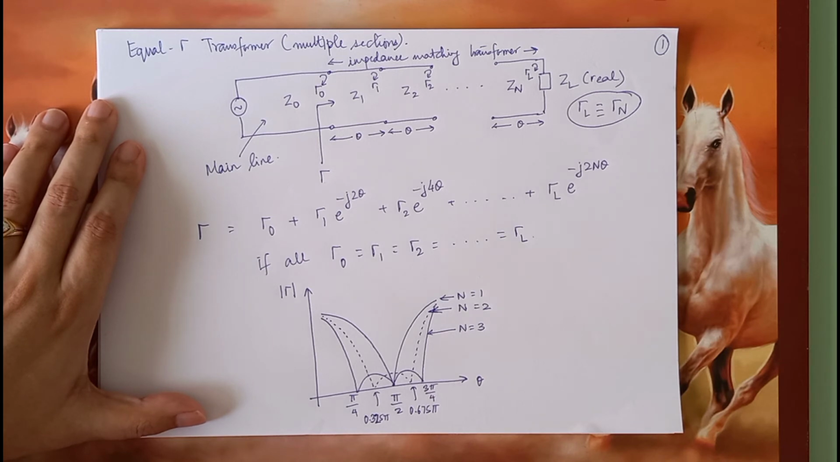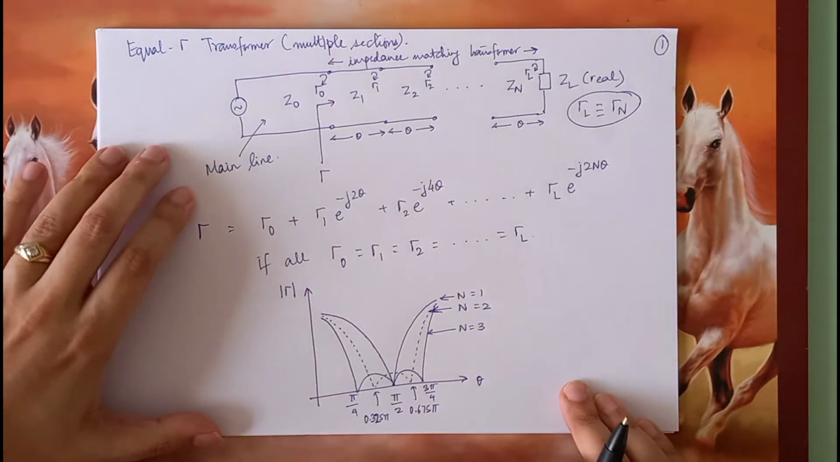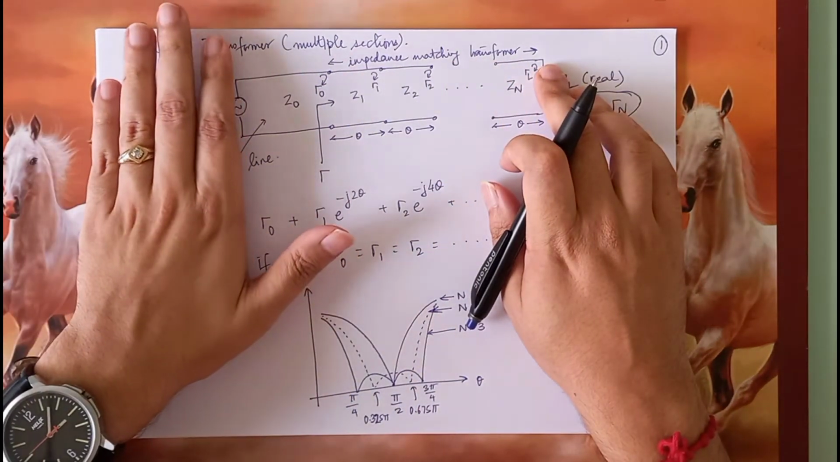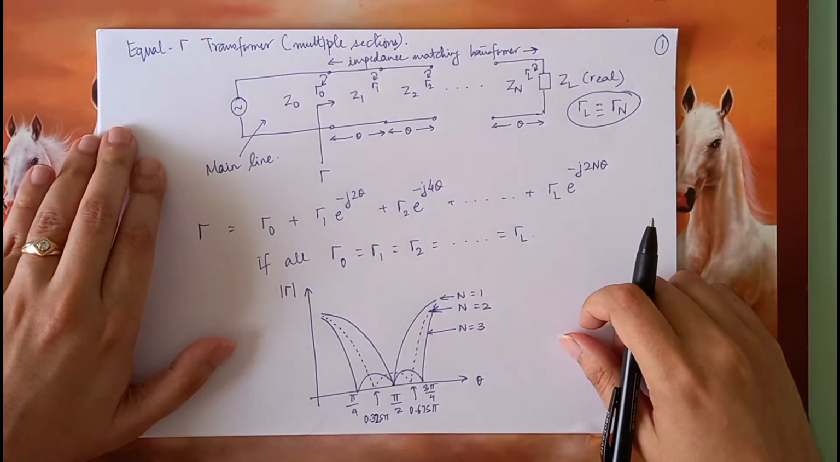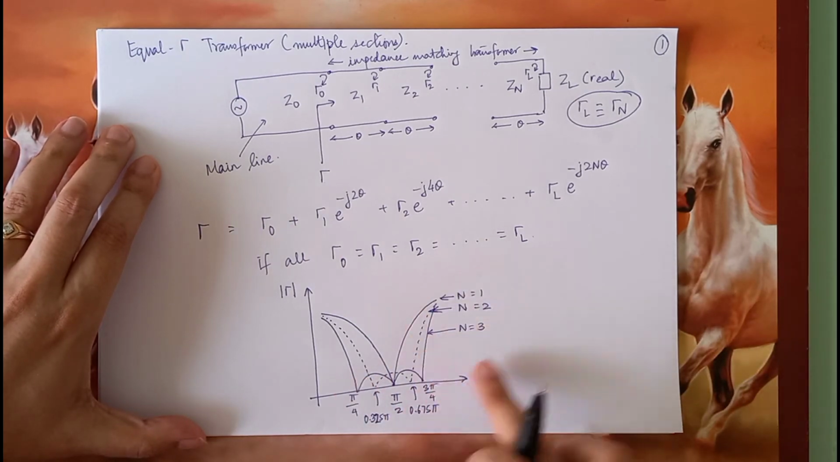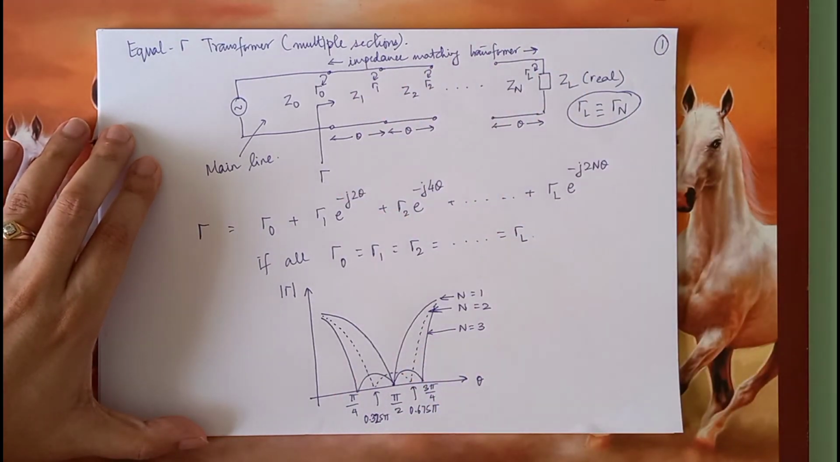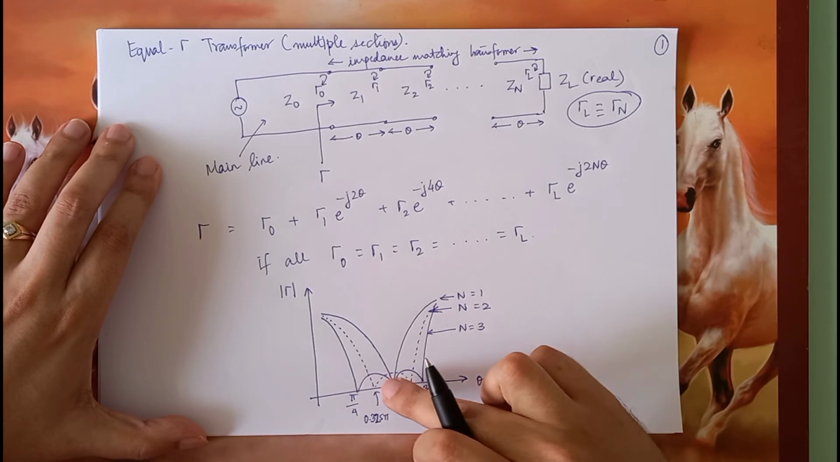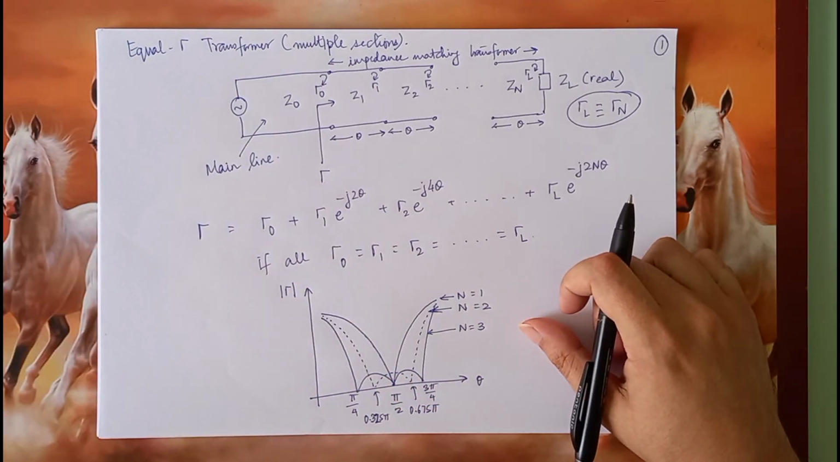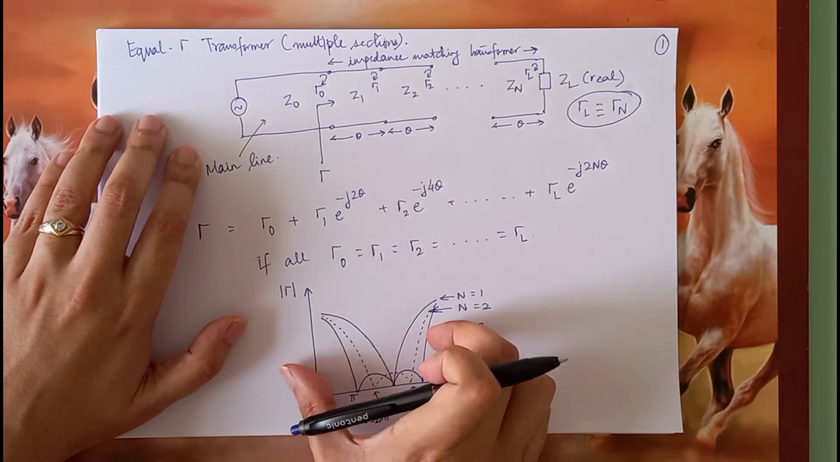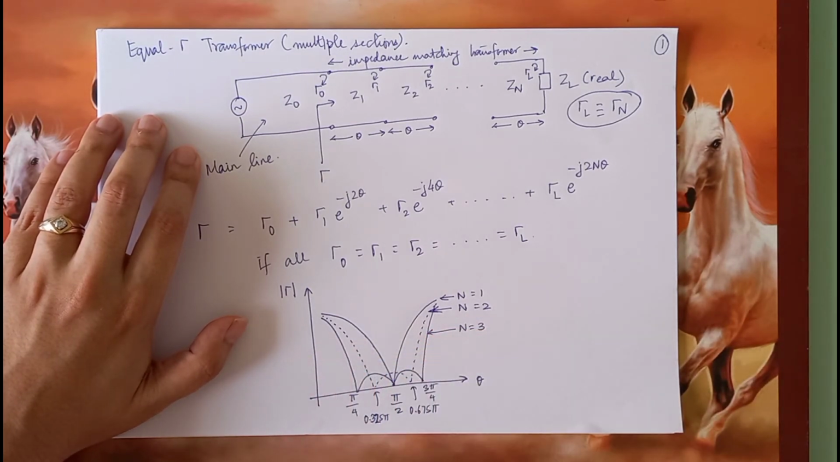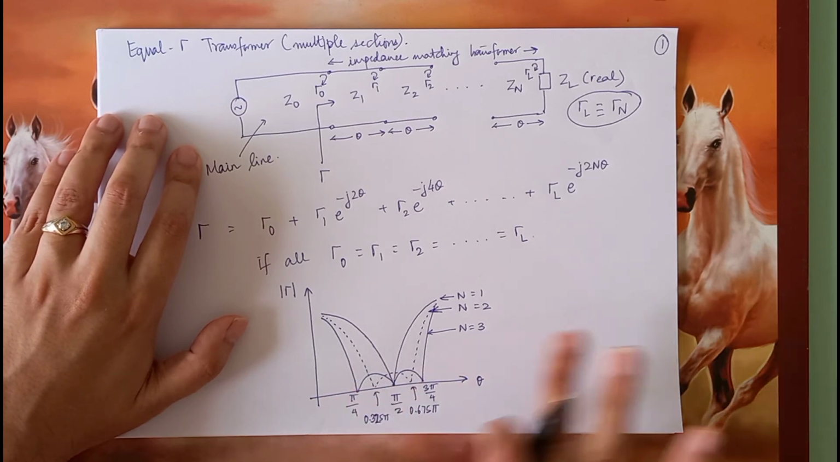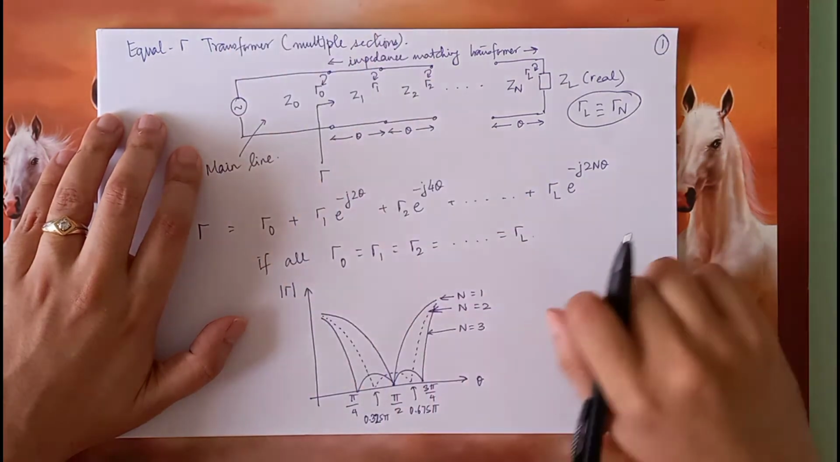Now this is what we had proved and seen in the previous lecture, and this is what is called the equal gamma transformer. What we are seeing is that as the number of intermediate matching sections in the transformer is increased, the number of minima in the frequency response for gamma also increases. Thereby, the bandwidth, or the range of frequencies over which gamma is kept below a certain value, also increases. So this is the property of the equal gamma transformer.